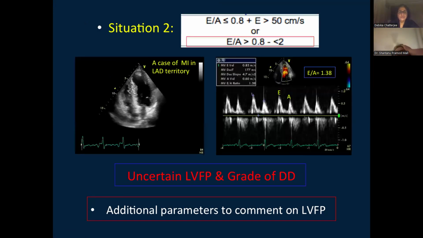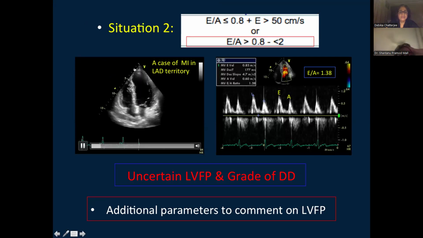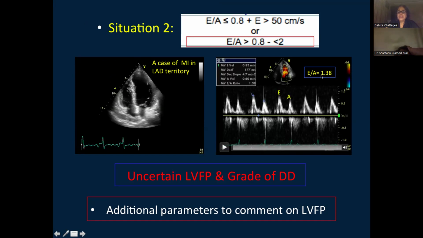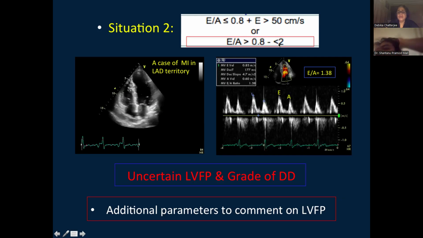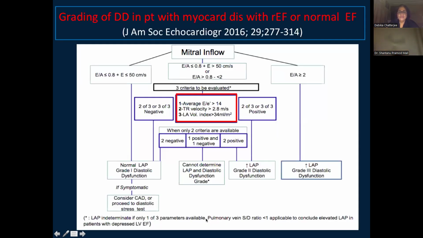And then situation 2, this is a case of LAD infarction. Look, the apex is scarred and akinetic with a thrombus in it. Here, look, E/A ratio, though the E wave is more than A, the ratio is 1.38, so it is in between 0.8 to 2. So here again, LV filling pressure is uncertain to comment, and also the grade of diastolic dysfunction. We need the additional parameters. So what are those parameters? I have already told you.